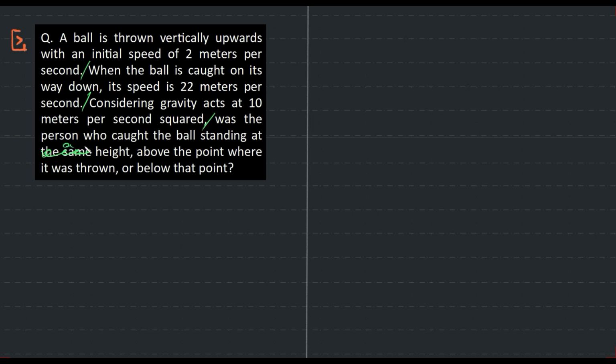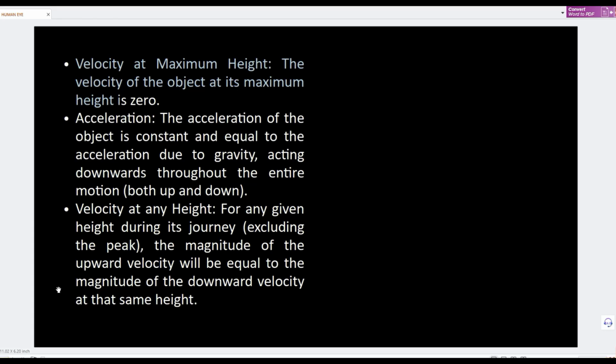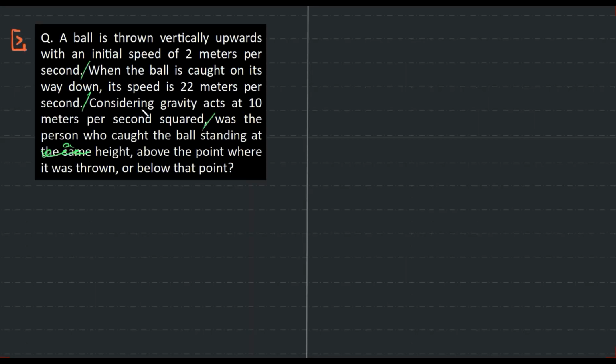At a height, it can't be at the same height, right? Because of this point. Which point? Velocity at any height, right? Because of that point, it can't be the same height, because it will be returning at 2 meters per second itself. Standing at a height above the point where it's thrown or below the... Actually, it's quite simple. It has to be below.